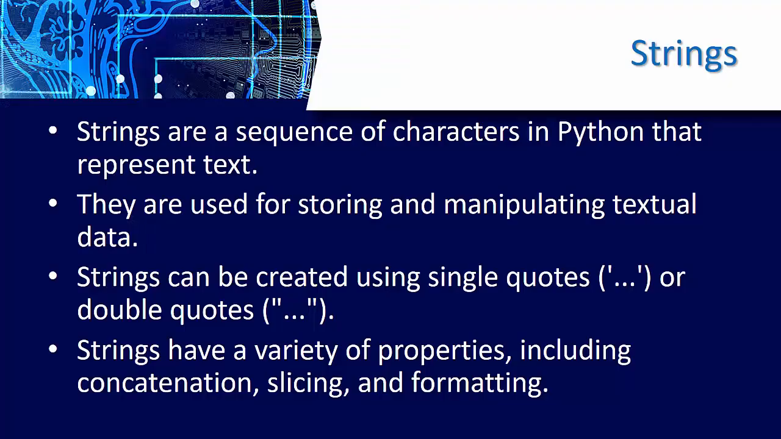Okay, let's move on. Strings. Strings are a sequence of characters in Python that represent text. They are used for storing and manipulating textual data. Strings can be created using single quotes or double quotes. Strings have a variety of properties, including concatenation, slicing, and formatting.